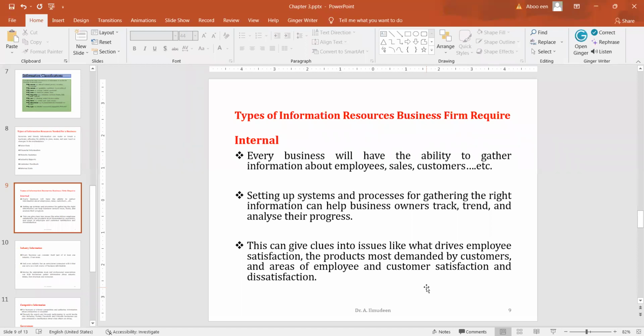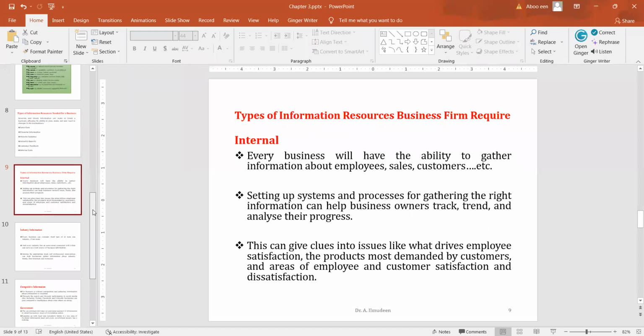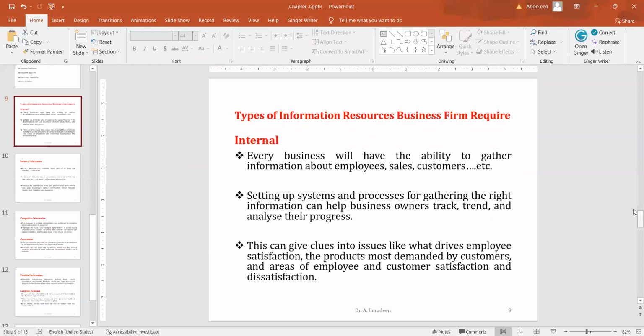For the research and development of the company. To understand their business or their position in the market, they have to do some research activity. So they need this industry related information. Okay, great. Any other?